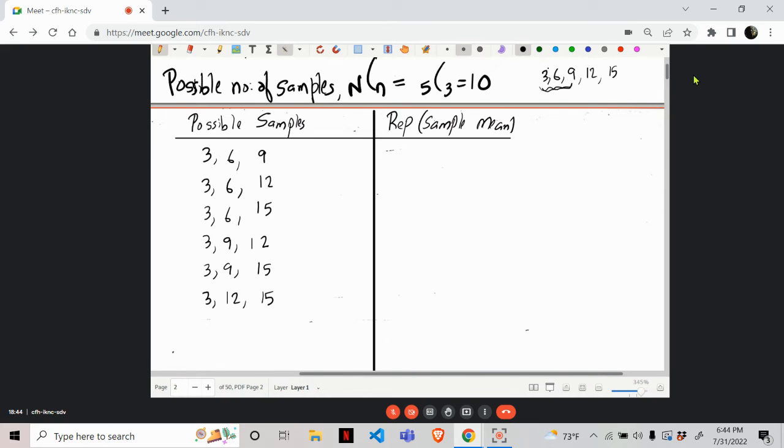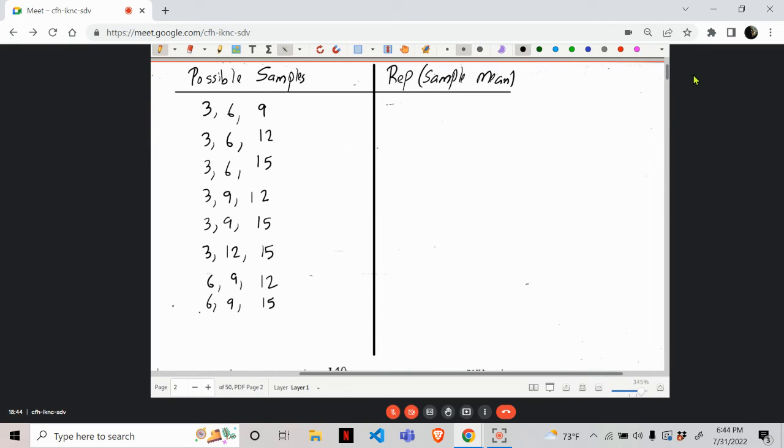So I have exhausted everything with 3. First I did 3 and 6, then 3 and 9, then 3 and 12, exhausted. Now I can forget about 3. Now start with 6 and 9. Someone tell me, please. 6, 9, 12. Next, 6, 9, 15. Next, 6, 12, 15.